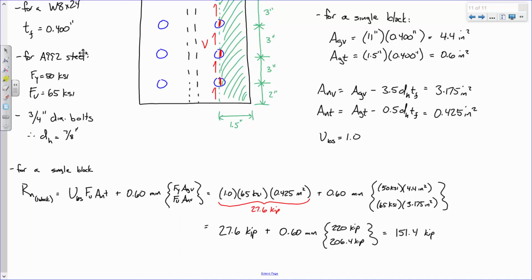Theme value. Don't forget that. So RN, so here, I'm running out of room here, and I don't want to squunch this, so let me go on to the next page. Does everybody have this? So RN for one block is 151.4 kips.